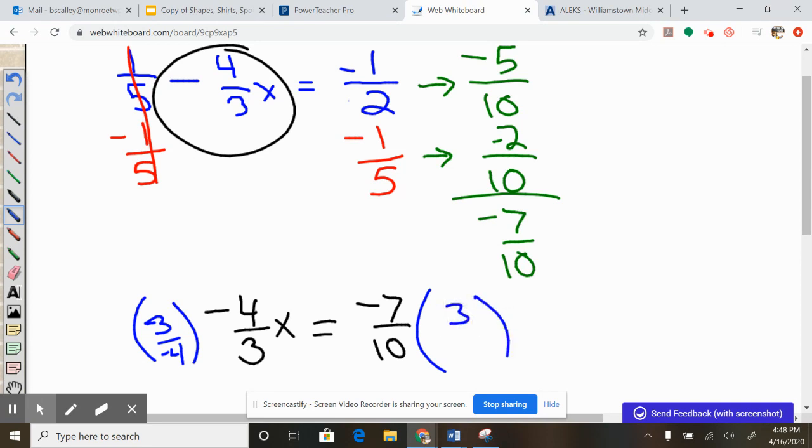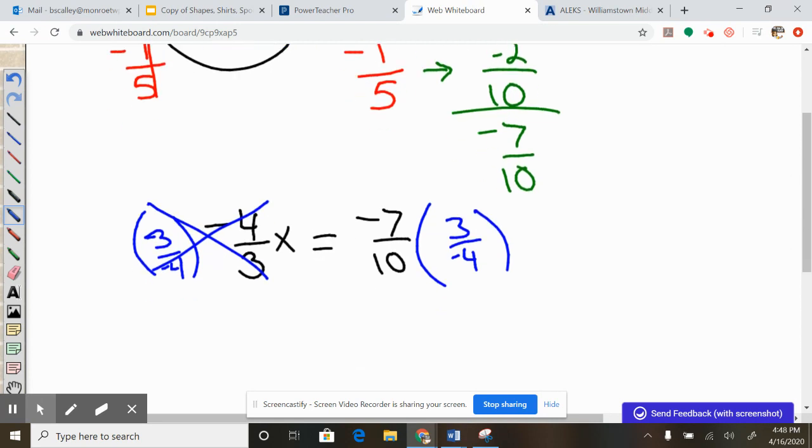So 3/-4. And then all of this should cancel, leaving me with just x. But on this side, on the right side, I can multiply the tops. Negative 7 times 3 is negative 21. And on the bottom, 10 times negative 4 is negative 40.